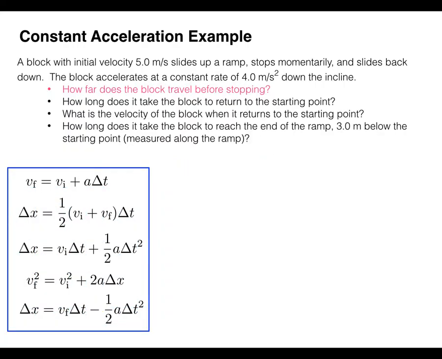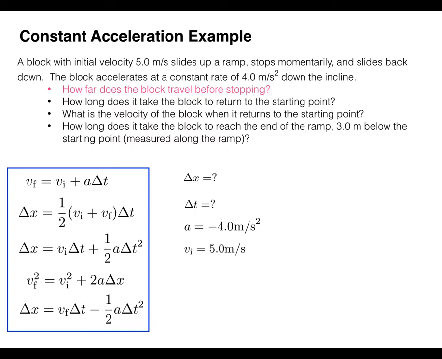So now getting back to the problem, let's start with how far does the block travel before stopping. The general approach to these constant acceleration equations is just to think about what you're looking for, what information you have, and to pick the best equation out of the list. So we're looking for change in position. We want to know how far the block travels before stopping. We don't know how long that's going to take, but we were given that the acceleration is 4 meters per second squared down the incline, and by the way I've chosen my directions, that means that the acceleration is negative 4 meters per second squared.